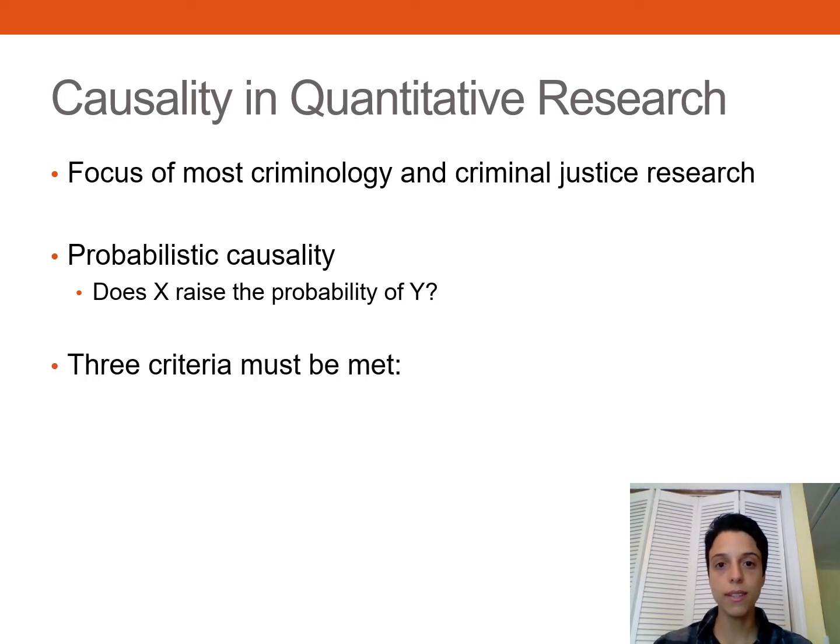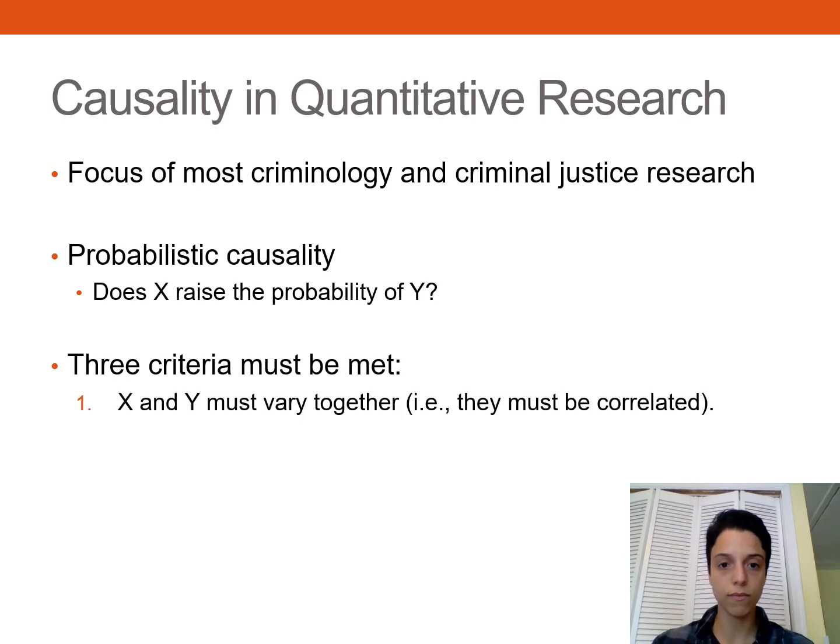And in order to establish causality, 3 criteria must be met. And we'll go through what these are, give an example, and then talk about how we actually do this in research. One of the criteria is that X and Y must vary together, or they must be correlated. In other words, as X changes, Y must also change. As you see changes in your cause, or as your cause happens, your effect must also be observed at the same time.